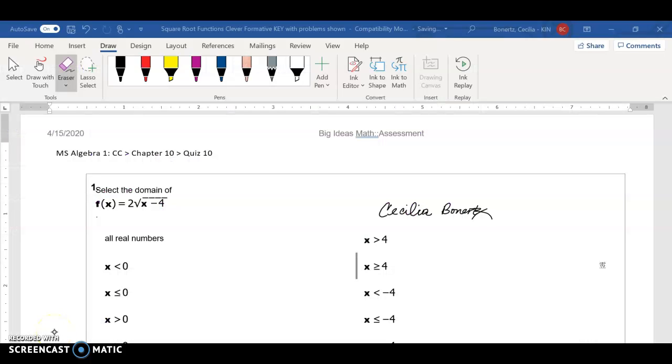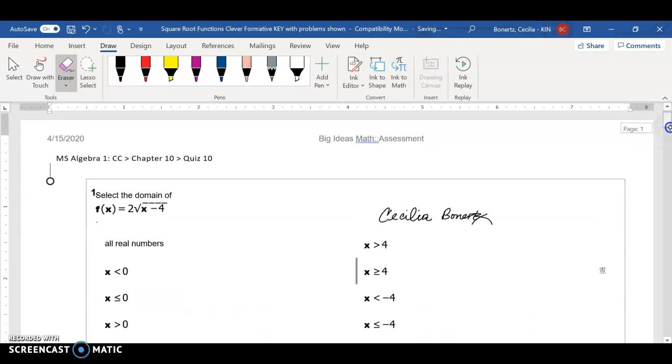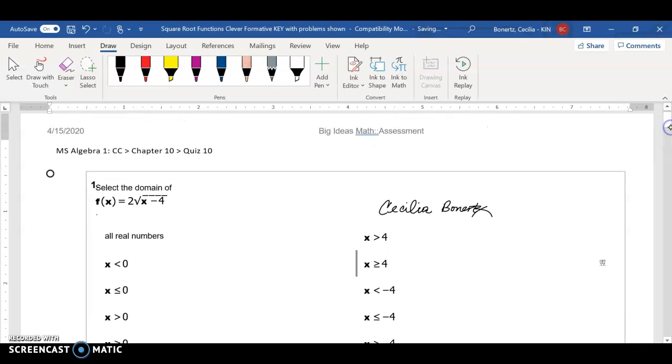The first three problems on the formative had to do with graphing, and most of you got those problems correct. I wanted to go over them real quickly for those who were struggling with it a little bit. So first of all, on this problem, ignore my signature over here. I accidentally inserted my signature and I can't figure out how to get rid of it.